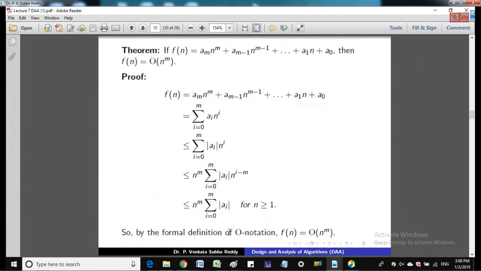Now it's a small theorem. If f of n is am into n power m plus am minus 1 into n power m minus 1 plus, on to, a1 into n plus a0, then f of n is big O of n power m. What does it mean? If I generalize, that is the general case. So a specific case, for example, 9n cube plus 12n square plus 4n plus 6 is big O of n cube.